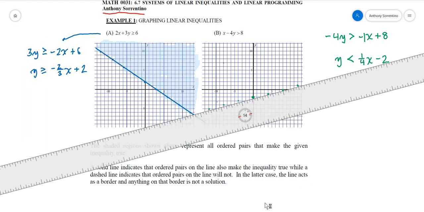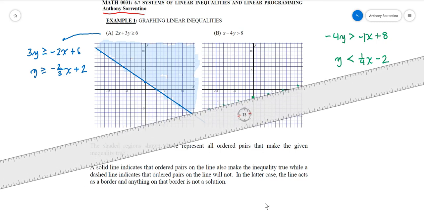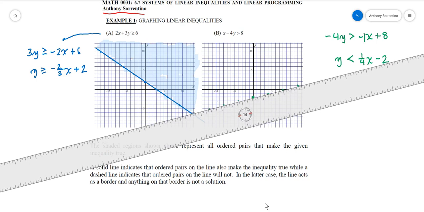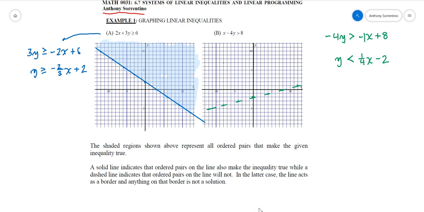So when I draw it, I do have to draw it dashed, which means it's the boundary, but anything on the boundary is not considered part of the answer. So when I draw this, I'm going to draw it dashed. So there's my dashed line. And now that it's in this form, I can say, okay, I'm going to shade below the line because it's less than.